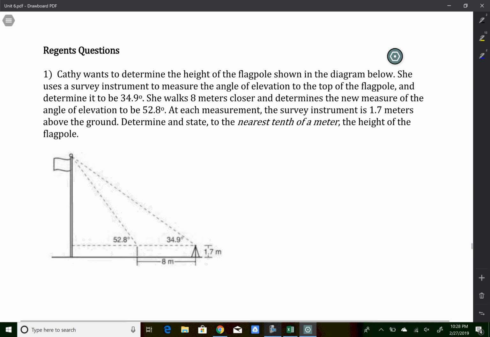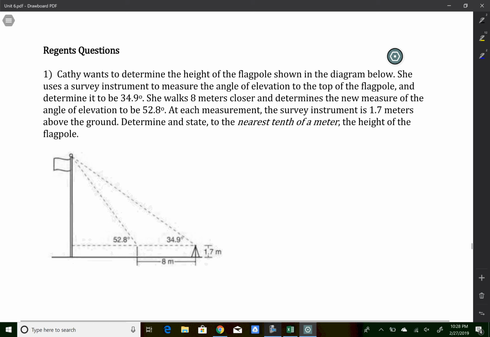So it says, Kathy wants to determine the height of a flagpole shown in the diagram below. She uses a survey instrument to determine the angle of elevation from two different spots. So one is 52.8 degrees and one is 34.9 degrees. They were not nice to us. They gave us some pretty cruddy decimals there. She walks 8 meters from one spot to get to the next location, so that's where that 8 meters comes in. And she's keeping the instrument 1.7 meters above the ground. Determine the height of the flagpole.